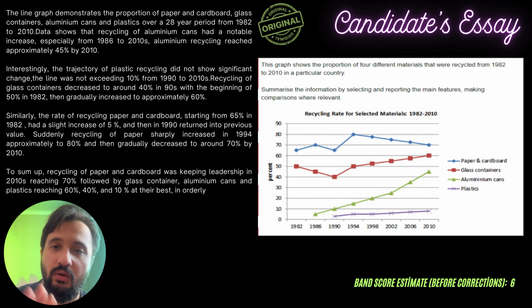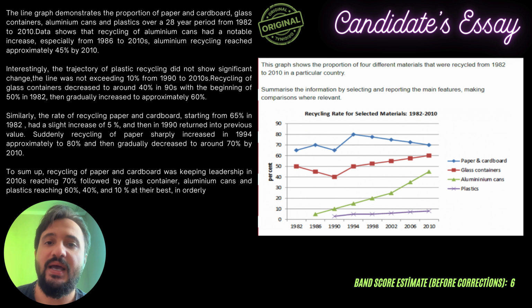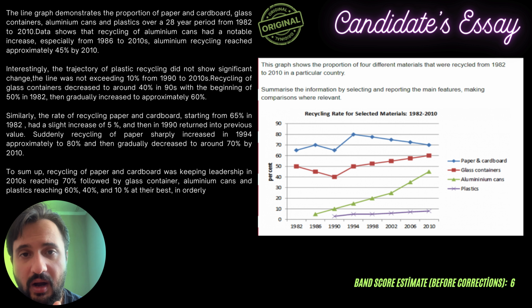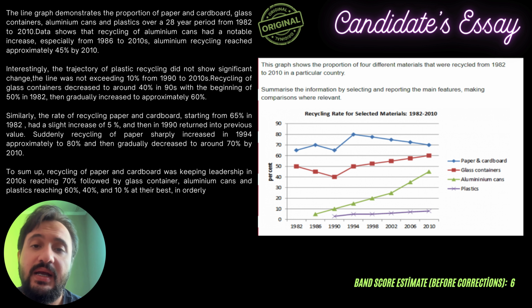Eight, redundant and unclear expressions. At their best in order. At their best in orderly, what does it mean? At their best in orderly is unclear and redundant, guys. It could be omitted or replaced with in descending order. So it will be better: reaching 60%, comma, 30%, comma, 10%, and 10%, comma, in descending order, we can say.